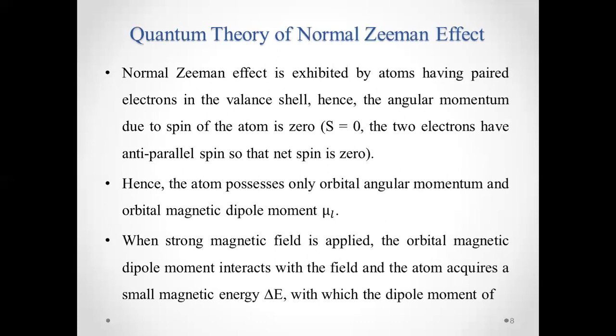Coming to the quantum theory of normal Zeeman effect. Normal Zeeman effect is exhibited by atoms having paired electrons in the valence shell. Hence, the angular momentum due to spin of the atom is zero. That is, S is equal to zero. The two electrons have anti-parallel spin, so that the net spin is zero.